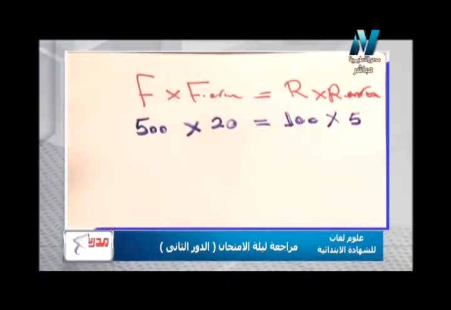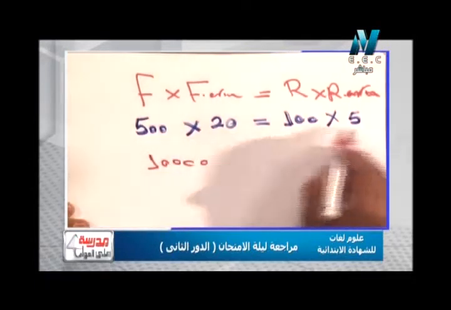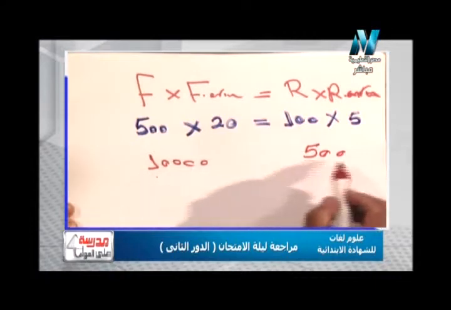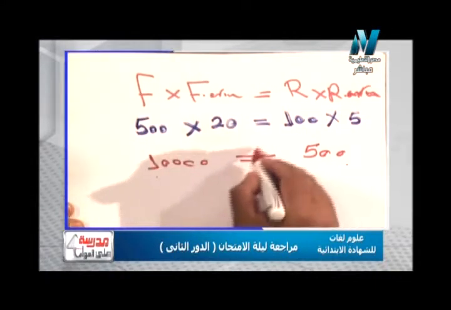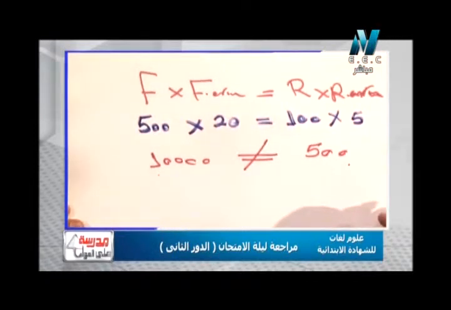الليفر دي في حالة توازن equilibrium أو فيها balance ولا لأ؟ Surely I can answer the problem, the right side and the left side, and at last I will give my opinion. This lever is in equilibrium or not? So I can write here 500 by 20, it will be 10,000. 100 by 5, it will be 500. Surely 10,000 isn't equal to 500, so I can write doesn't equal. So I can write what? This lever is in equilibrium or not.